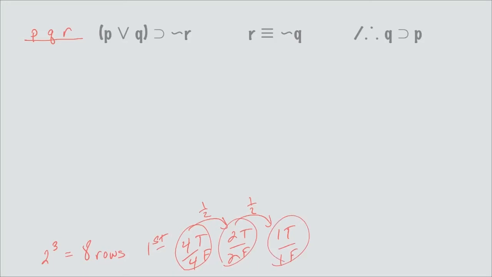So I go here. I've got true, true, true, true, false, false, false, false. So there's the first one, right? Four trues, four falses, that's 8 rows. The next column is going to be one half of that: true, true, false, false, true, true, false, false. So notice, two trues, two falses in combination for 8 rows. And then the last column is always going to be true, false, true, false.